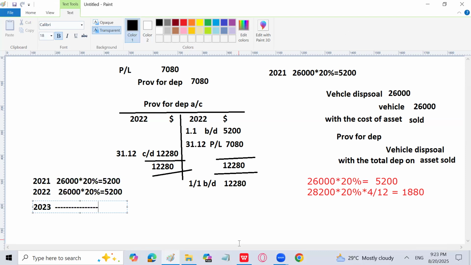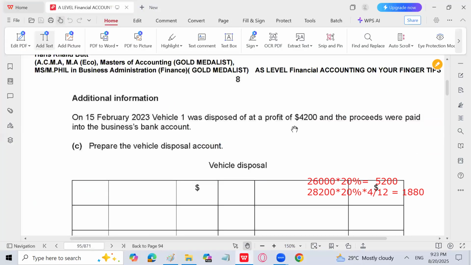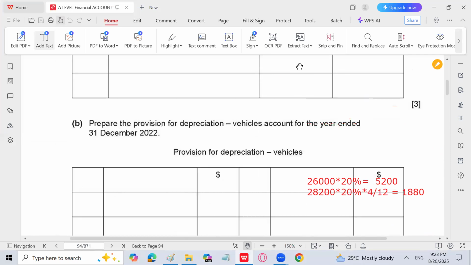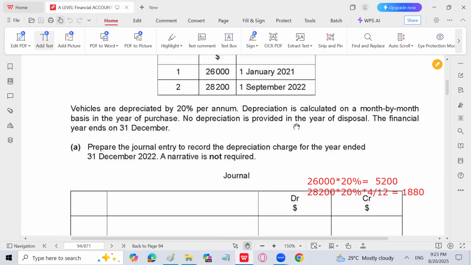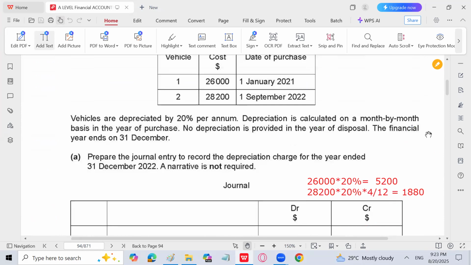Why, sir? See, it is clearly stated in the question that even though the asset is sold on 15th February, it means that it is used in January, it is used in 15 days of February, but we will not calculate depreciation. Why, sir? Although it is month-to-month basis, it is said that no depreciation is provided in the year of disposal. So if the asset is sold, even if the case is month-to-month, we will not calculate depreciation on the asset sold. वो नहीं आएगी, हम उस पर depreciation नहीं निकालेंगे.